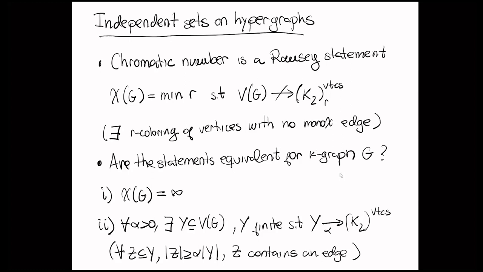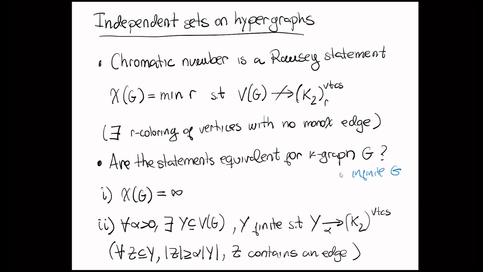And then you can use this idea to build the statements for the Pisier problem, right? So for an infinite graph G, I can ask the Ramsey statement, and the Ramsey statement is that if I color with r colors, I'm going to find an edge. There won't be a proper coloring, right? So the chromatic number is infinite.